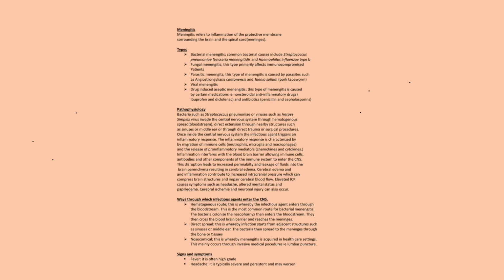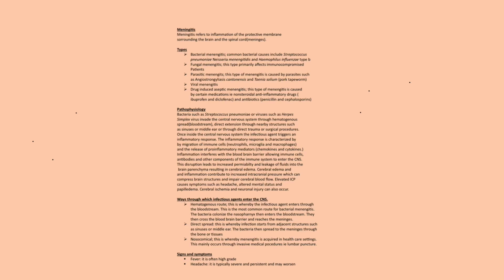Then we have the second way, which is direct spread, whereby the infection starts from adjacent structures such as the sinuses or middle ear. So when the bacteria invade the sinuses or the middle ear, they can migrate to the meninges through the bone or the tissues. Then we have the nosocomial way. Actually, this is hospital-acquired infection, whereby you acquire the infection while you are admitted in the hospital.